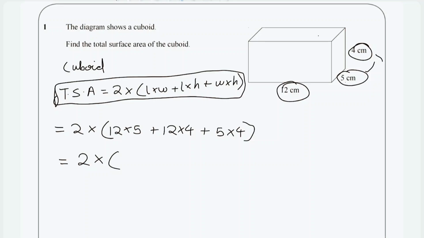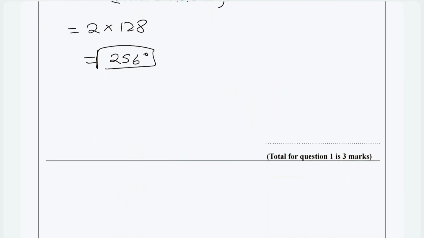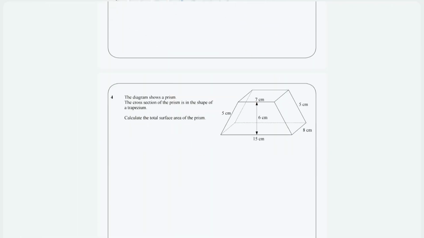What is 12 times 5? 12 times 5 is 60, plus 48 plus 20. Add them on, which gives me 128. 2 times 128 is 256. There you go. Instead of working that much, you just got the answer using a formula. 256 is your answer. So let's move on to another question.